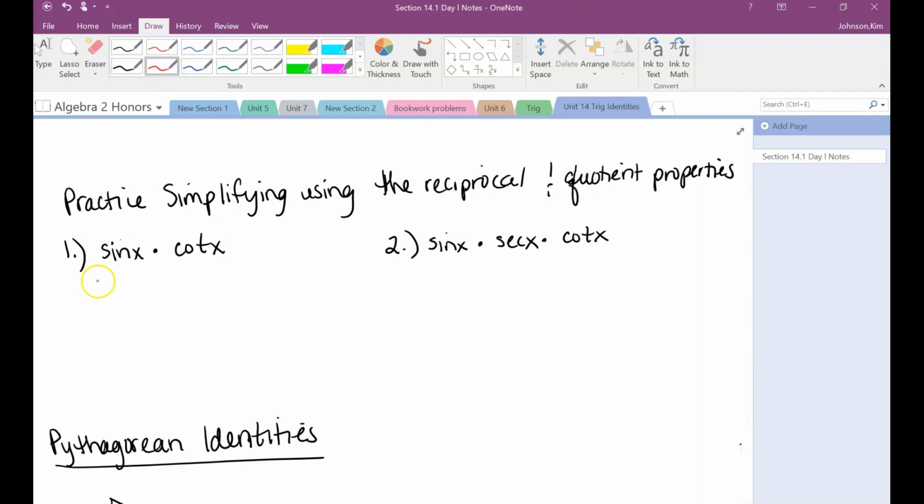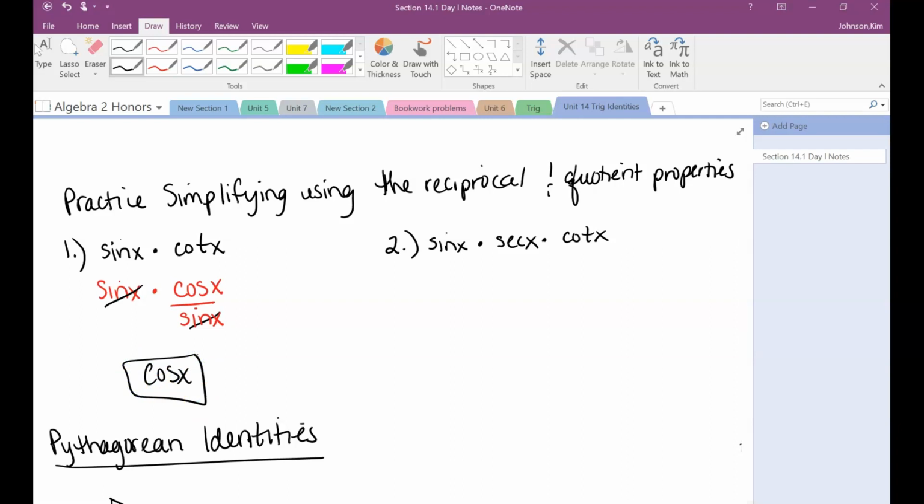Okay, so sine of x times cotangent of x can be rewritten as, cotangent can be written as cosine of x over sine of x. And then the sine of x's can divide out. So you should be left with just cosine of x. And that's my single expression.